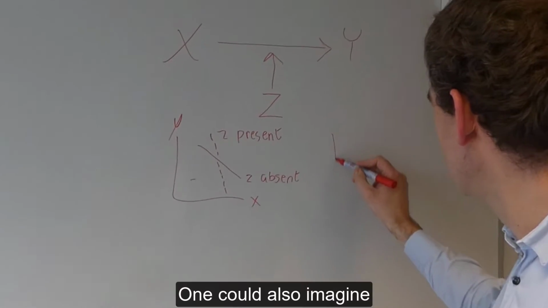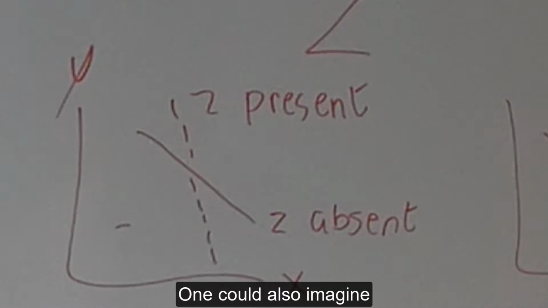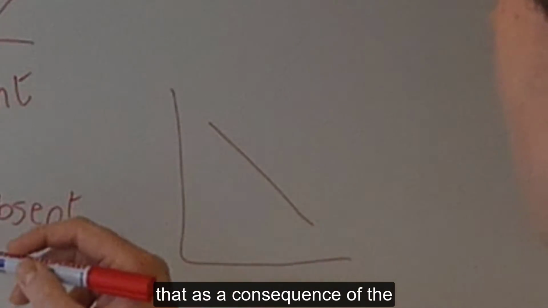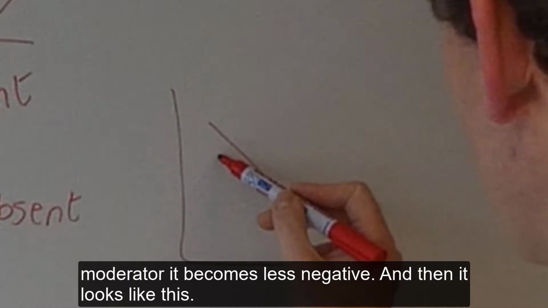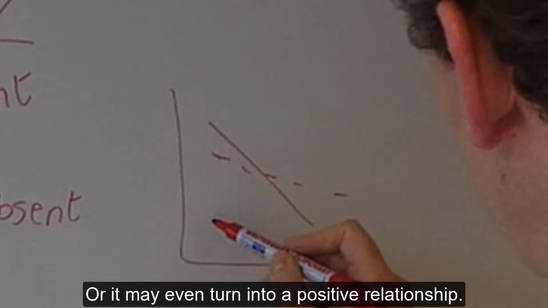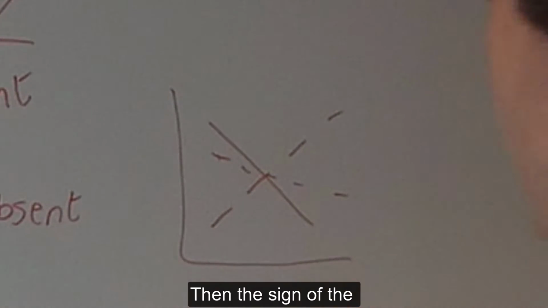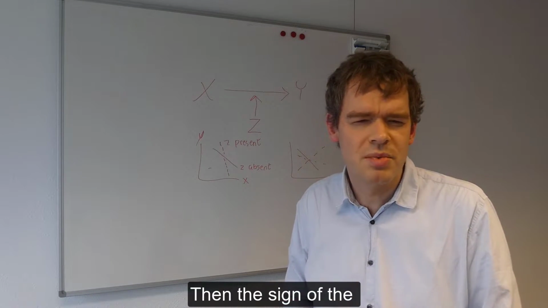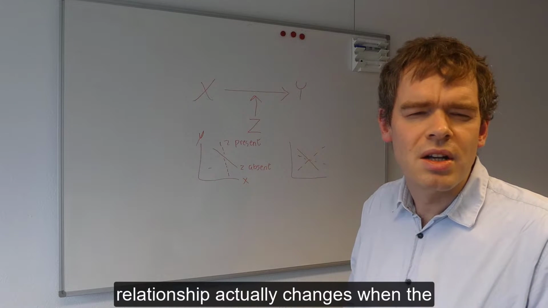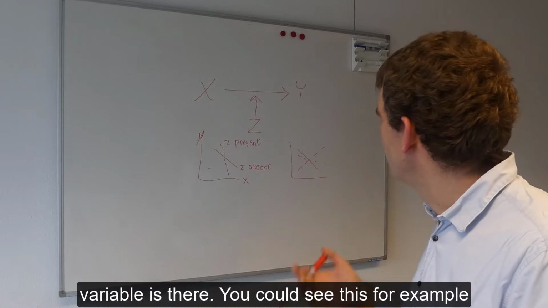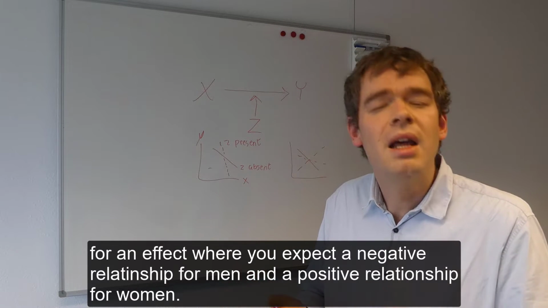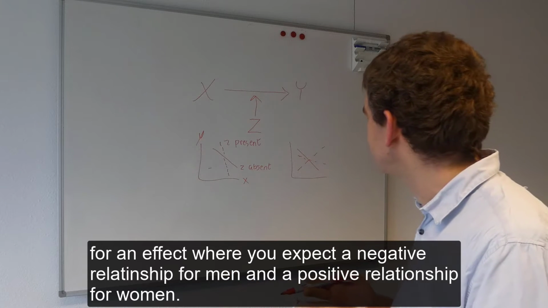One could also imagine that the relationship is negative between x and y, but that as a consequence of the presence of a moderator, it becomes less negative, and then it looks like this, or it may even turn into a positive relationship when the moderator is present. Then the sign of the relationship actually changes when the variable is there. We could see this, for example, for an effect where you expect a negative relationship for men and a positive relationship for women.